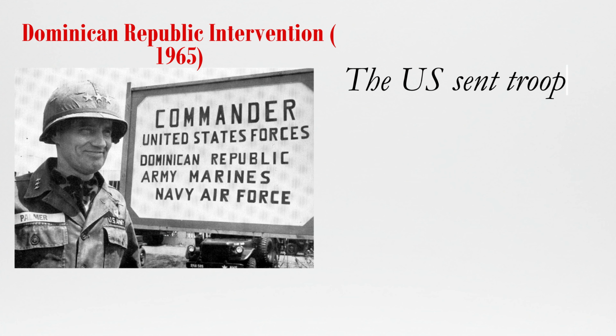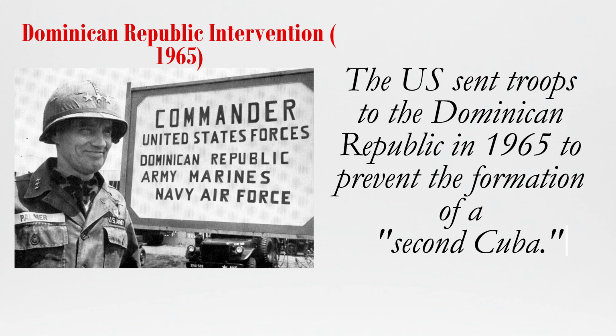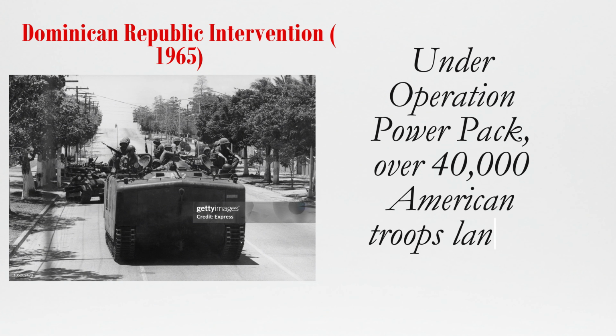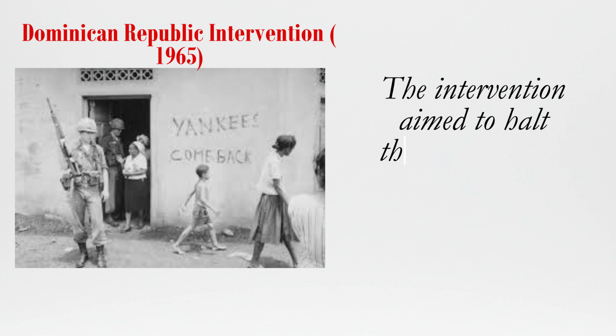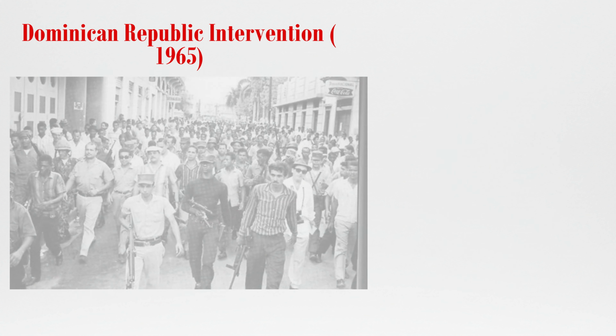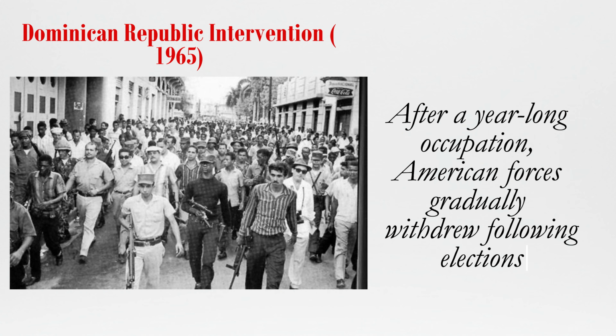The US sent troops to the Dominican Republic in 1965 to prevent the formation of a second Cuba. Under Operation Power Pack, over 40,000 American troops landed on the island. The intervention aimed to halt the Civil War and prevent the establishment of a communist regime. After a year-long occupation, American forces gradually withdrew following elections.